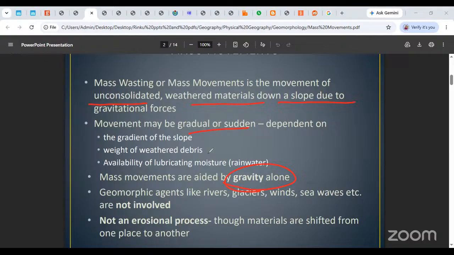Mass movements are not like that. We are not saying that in mass movements there is any erosion or deposition happening. The material simply moves down slope. That is all that is happening, aided by gravity alone. The lubricating factor is a different thing altogether. Even if it is not available, the material still moves down slope. Please remember, it's not an erosional process, even though materials are shifted from one place to another. Is this clear?